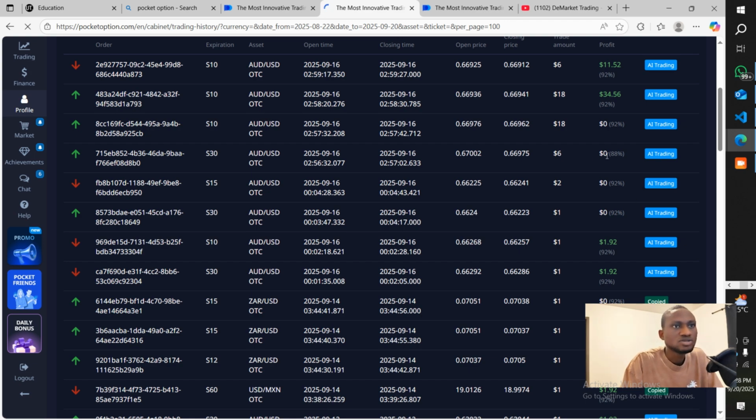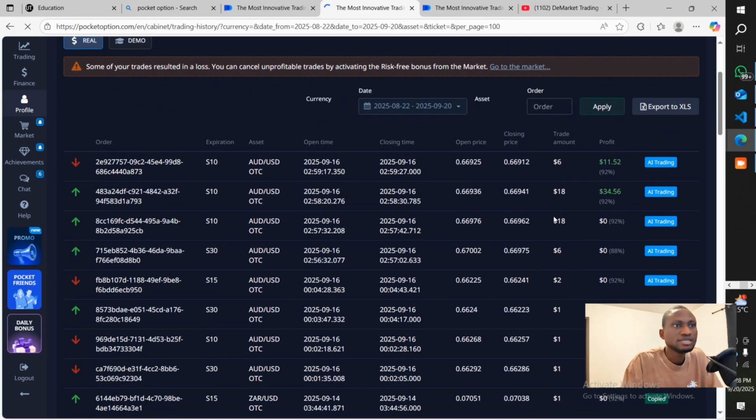I placed $6. All of these are AI trading. I placed $6, it lost. I placed $18, it lost. As I can see, then I placed $18 again because I didn't want to place a 60-something dollar trade. Then it came. Then I placed $6, it came.